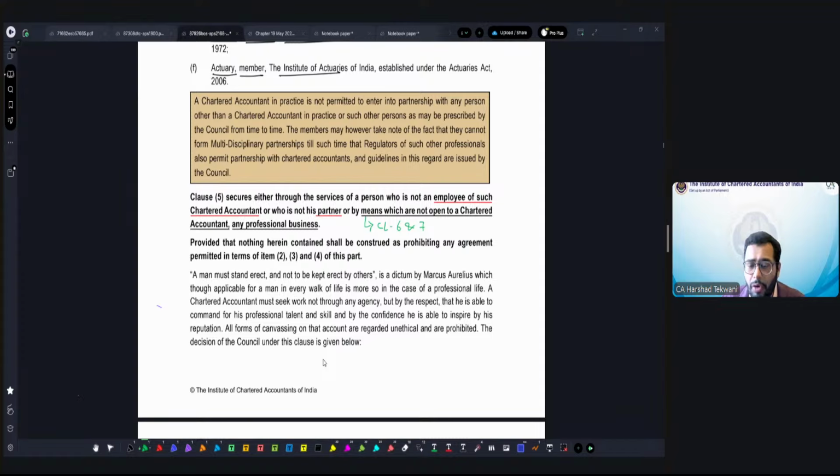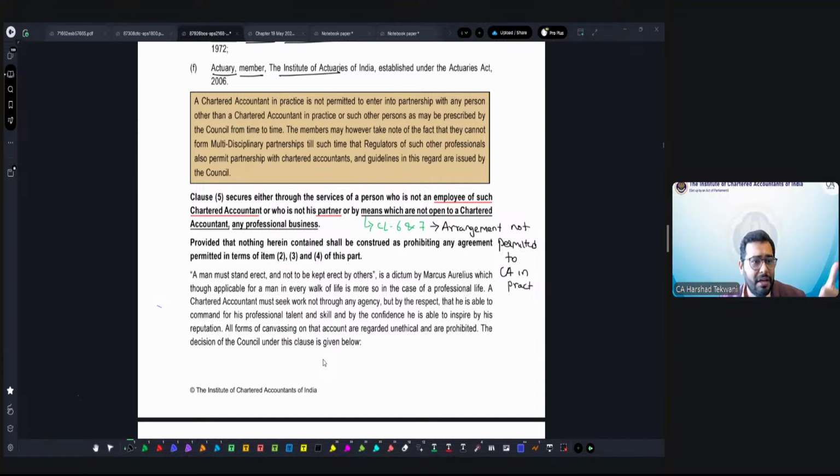When I talk about means not open to a chartered accountant, it means any arrangement which is not permitted as per the Act, regulations, council general guidelines, or anything which is not specifically permitted to them. So, arrangements not permitted to a CA in practice as per the CA Act, regulations, council general guidelines, and various other guidelines. If there is something which is not permitted, that means it's not open to a chartered accountant.